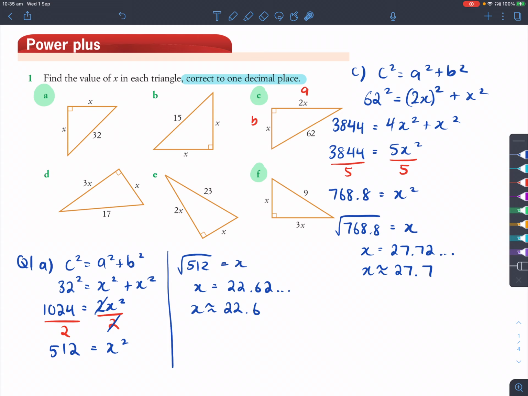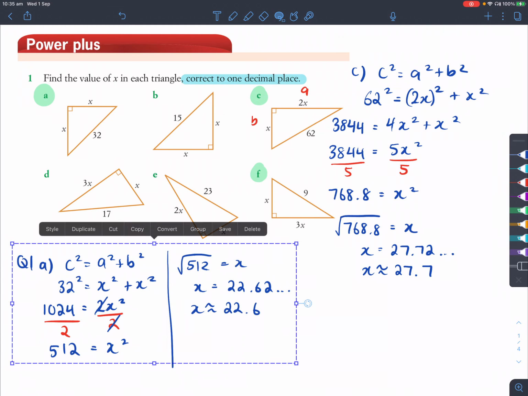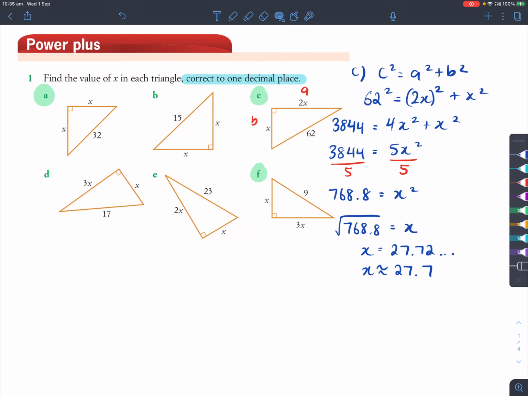All right. Question F basically follows the same process, except there's a 3x there. Let me just write that down. So let's follow the same formula we had before: c squared equals a squared plus b squared, our Pythagoras theorem formula. Now c in this case is the number 9. It's the highest value and opposite the 90-degree angle. So 9 squared equals x squared plus 3x all squared.